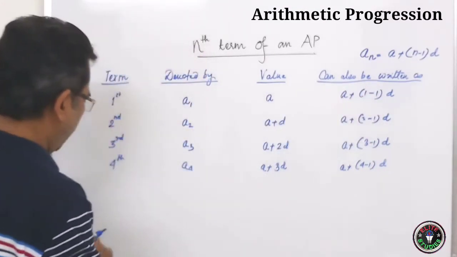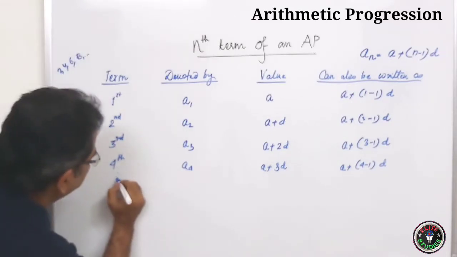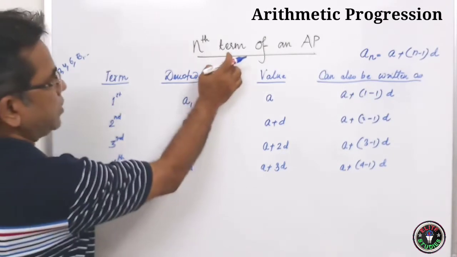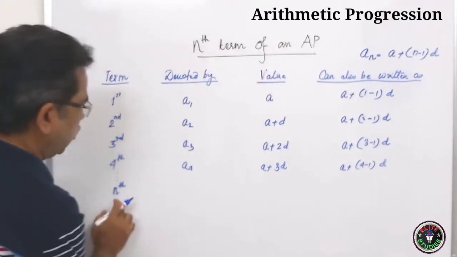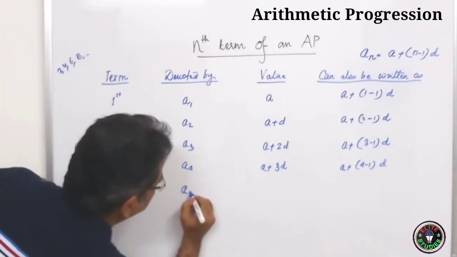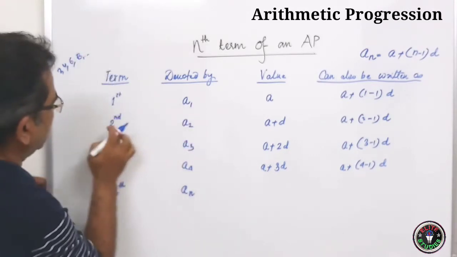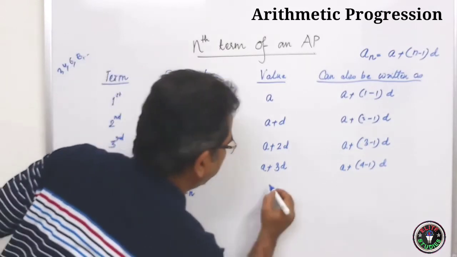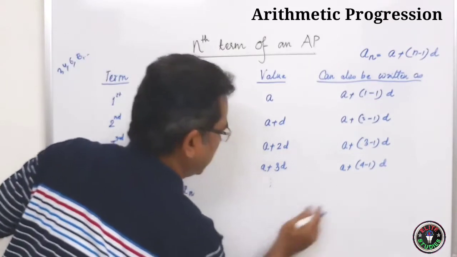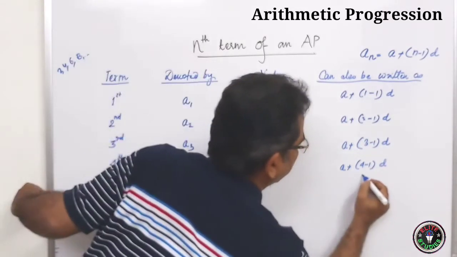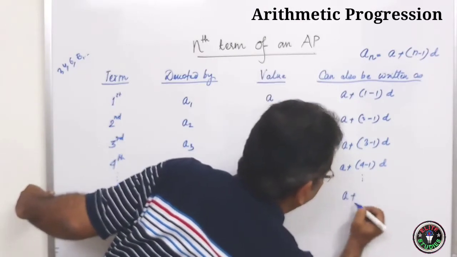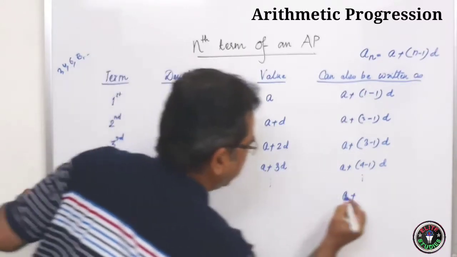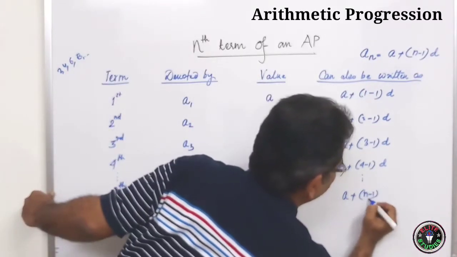So from here, anybody can easily say, if you go for the nth term, which is the very purpose, the nth term of an AP will be written as a_n, because 1, 1, 2, 2, 3, 3, 4, 4. So nth will be n. It will be a plus, you see, 4, 4, 3, 3, so n will be (n minus 1) d.